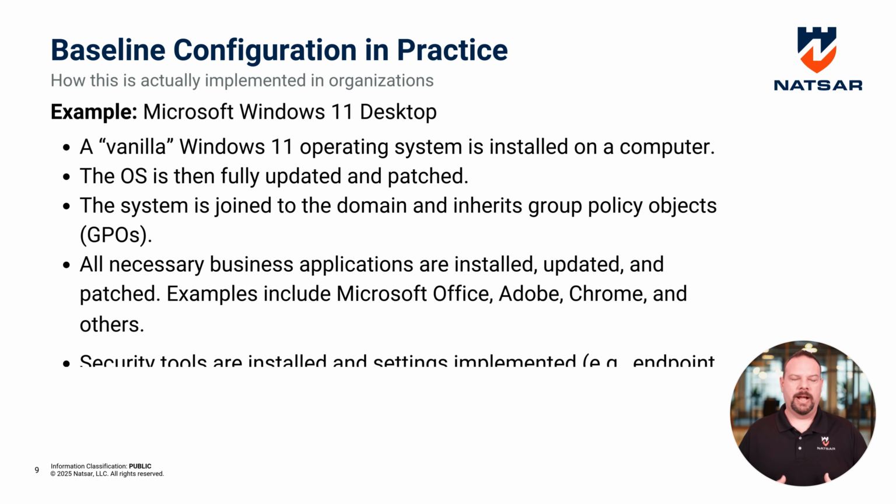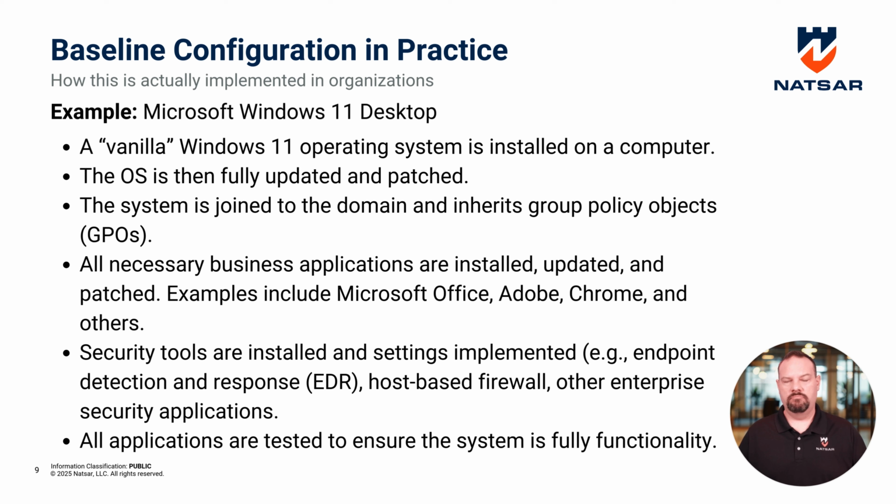So let's put this into practice. How baseline configuration may work in an organization is here on this slide, and I just wanted to give you something that many people will be doing, and that's a Windows 11 desktop. So let's say your organization uses Windows 11 and you want to create that known good gold disk image or baseline configuration of a Windows 11 system. First, you would start with just a vanilla Windows 11 install, meaning it's the default configuration from Microsoft. You install it on your system, and once it's installed, then you would do a full update.